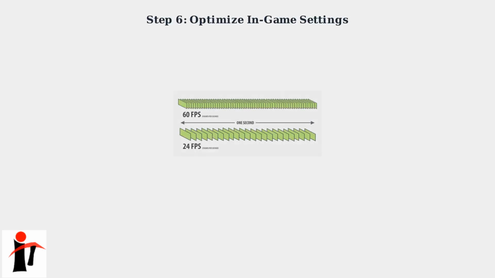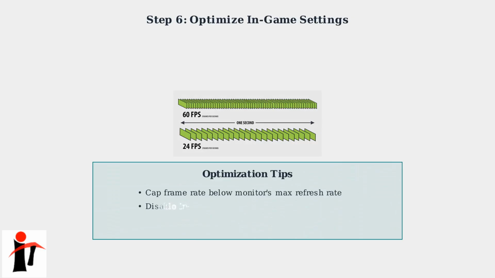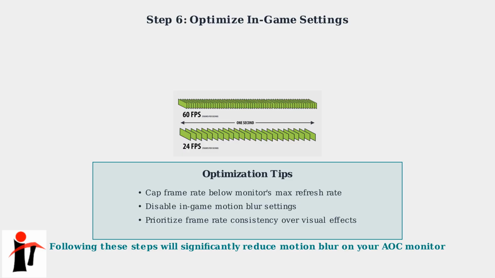Finally, optimize your in-game settings. Cap your frame rate slightly below your monitor's maximum refresh rate, disable any in-game motion blur effects, and prioritize consistent frame rates over maximum visual quality for the best motion clarity.